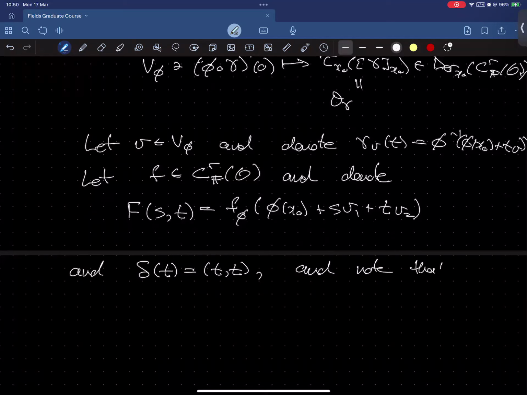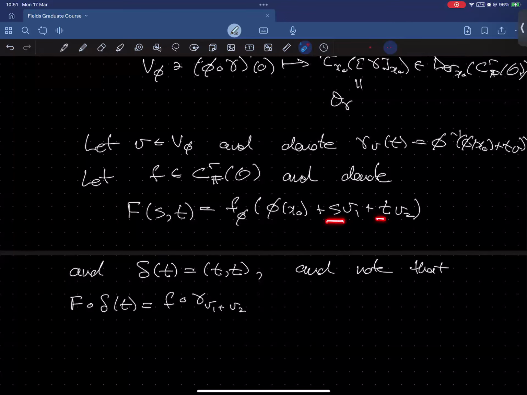Note that f composed with delta of t is f composed with gamma v1 plus v2. Right, so that's what all this stuff is about.